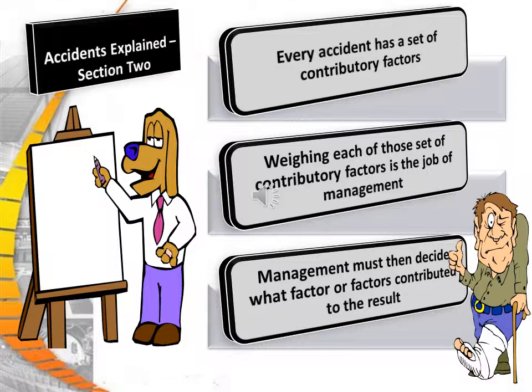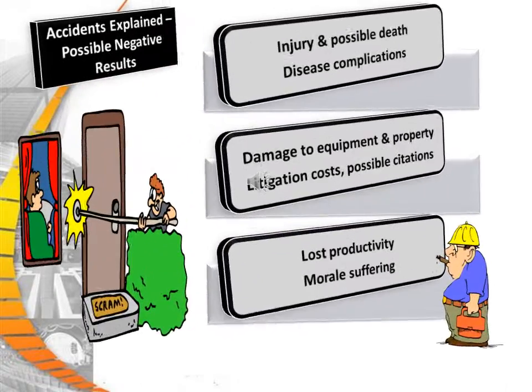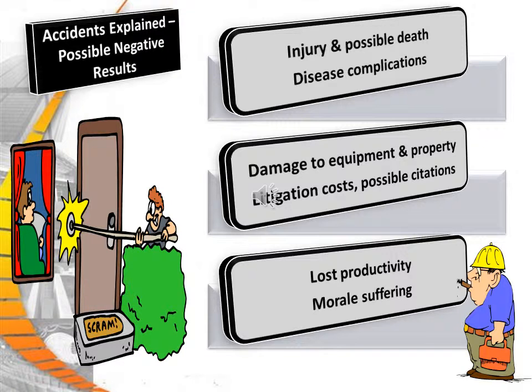Every accident has a set of contributory factors. Weighing each of those sets of contributory factors is the job of management. Management must then decide what factor or factors contribute to the result. Injury and possible death, disease complications, damage to equipment and property, litigation costs, possible citations, lost productivity, morale suffering. These are all possible negative results of an accident.